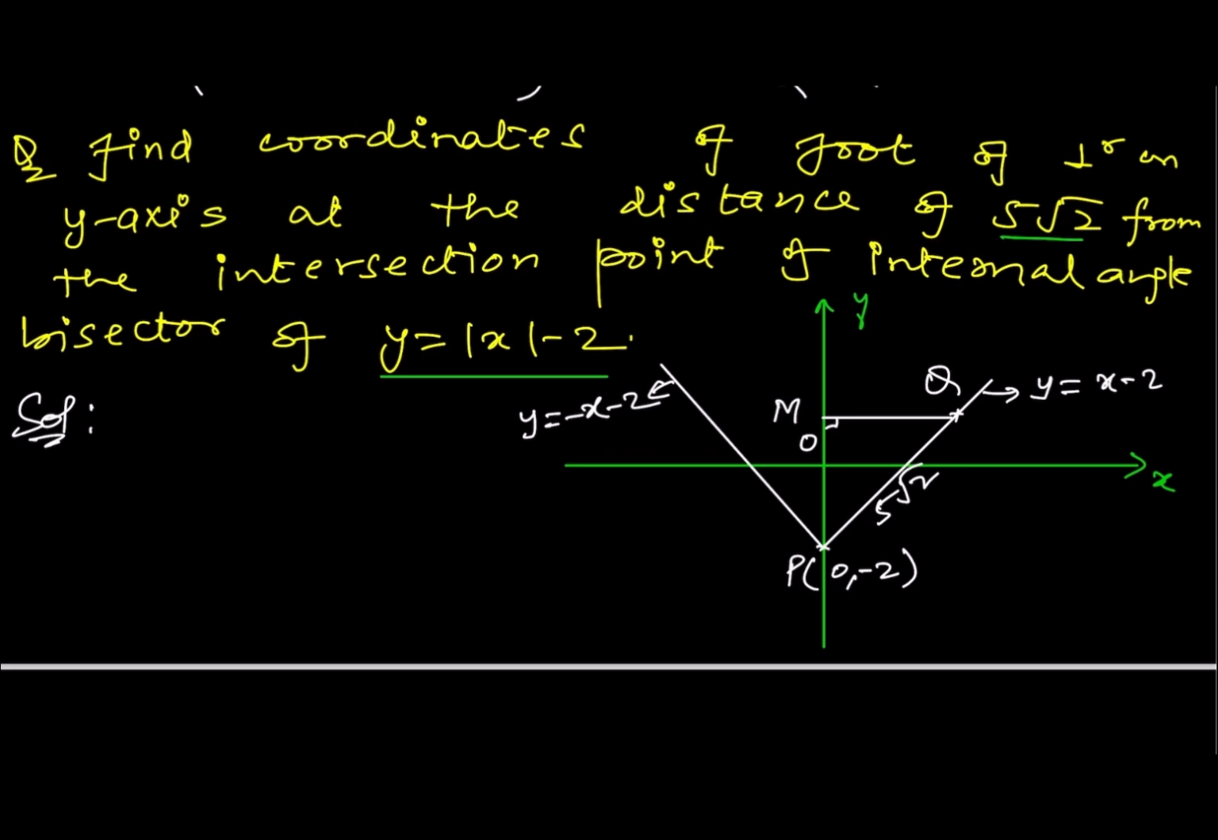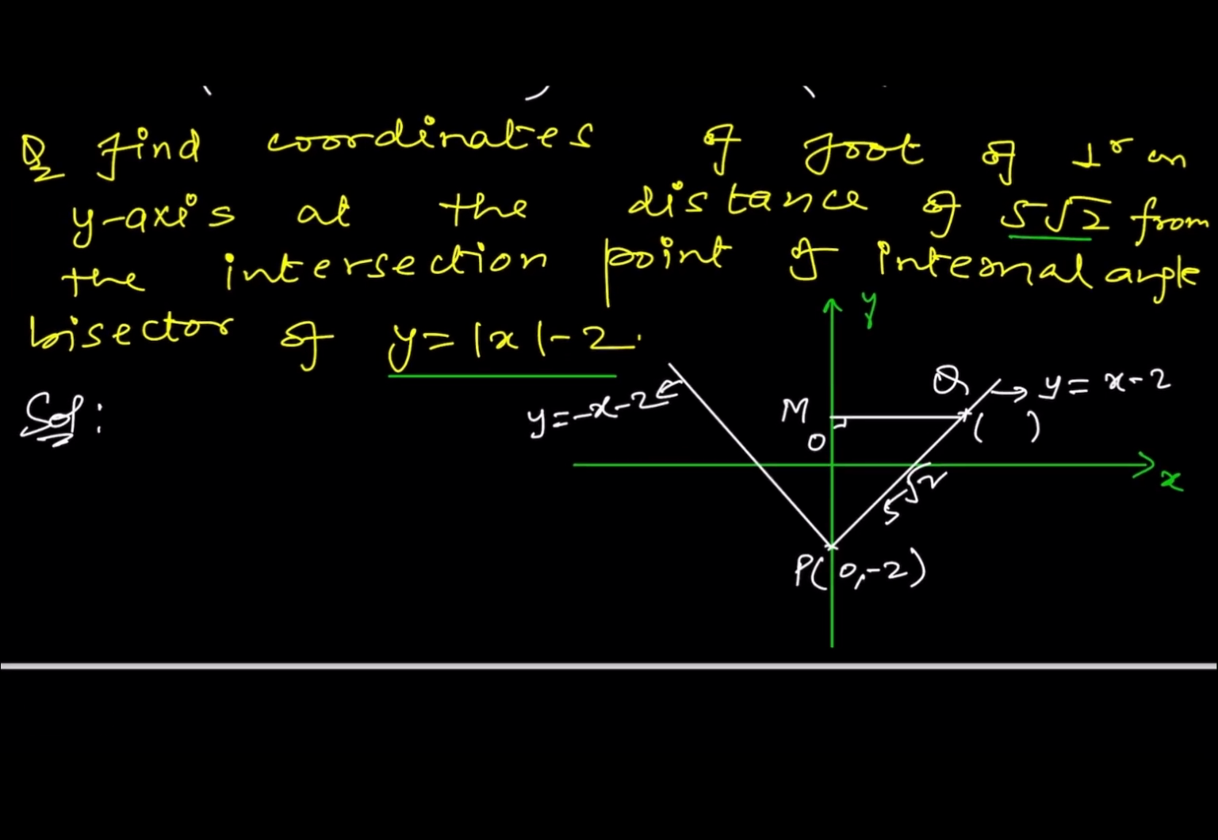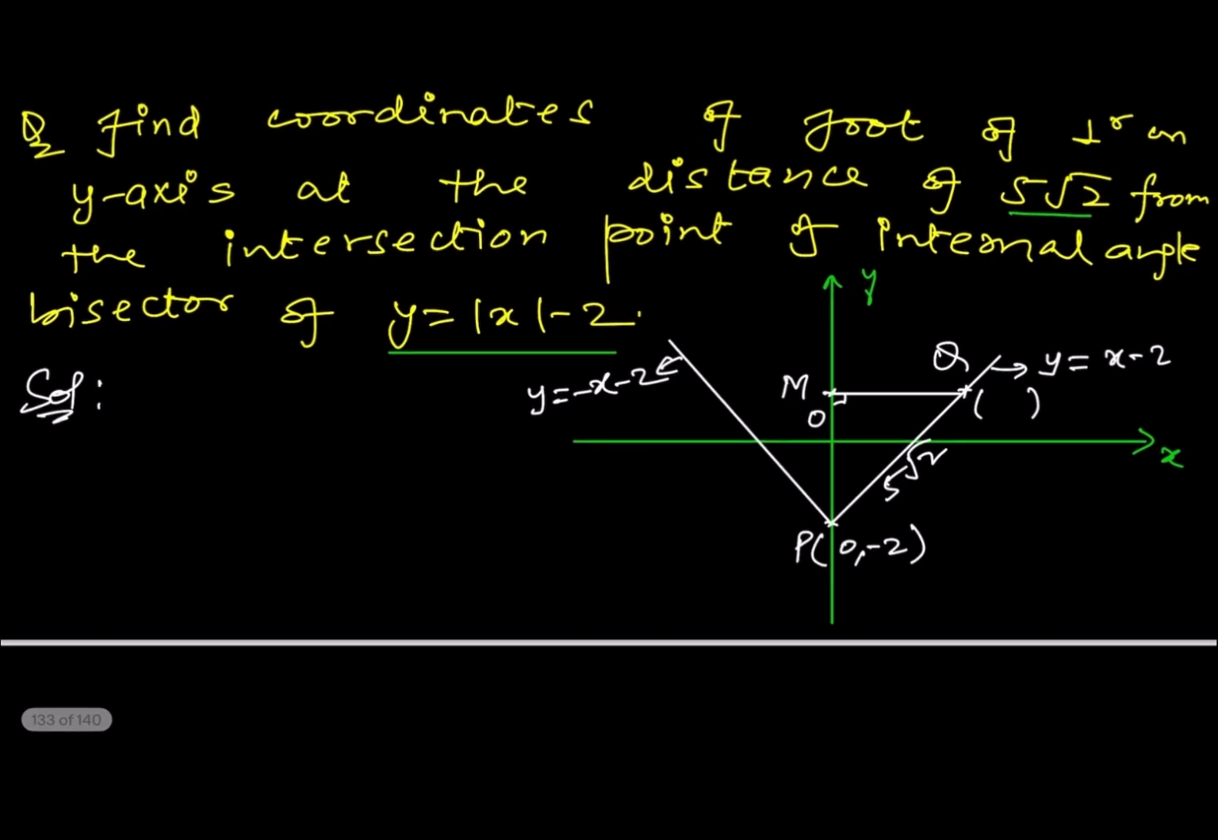right? Because when you find this point on the line, then you can say this foot of perpendicular by seeing this point. So now I am taking point on y is equal to x minus 2. You can take on y is equal to minus x minus 2 as well.